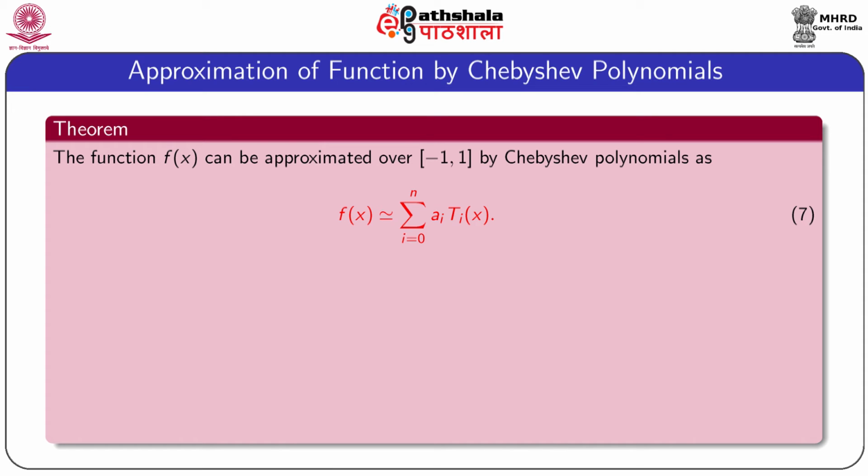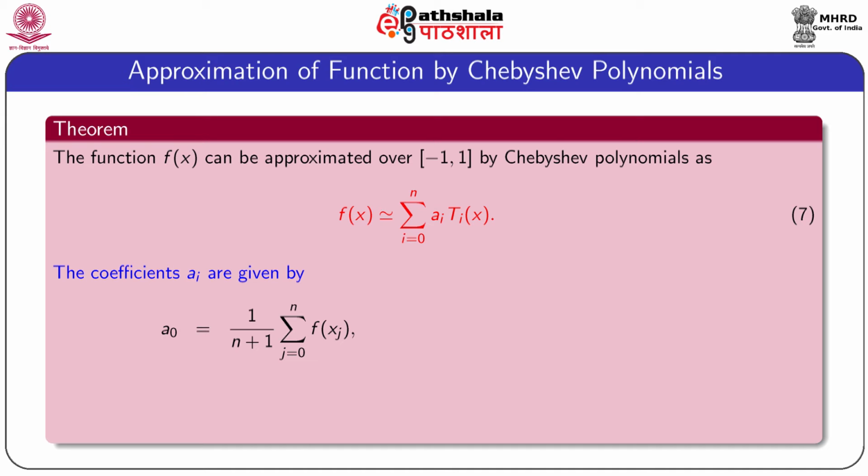Now, we consider a theorem which gives the condition for which an arbitrary function can be expanded or approximated over the interval minus 1 to 1 by Chebyshev polynomials. For this purpose, we assume that f(x) is approximately equal to the summation over i equals 0 to n of ai Ti(x), where ai is a constant obtained by the formula given in the previous slide, and Ti are the Chebyshev polynomials, where the coefficients ai are given by this formula.